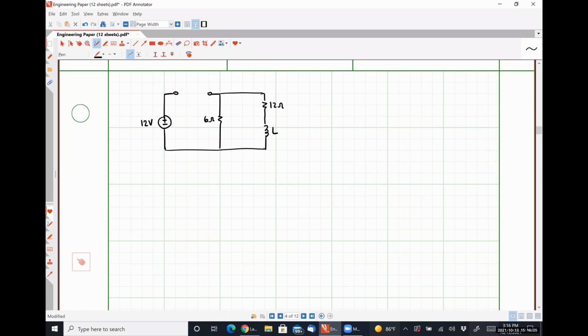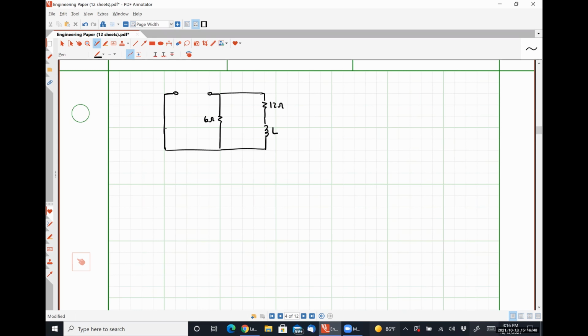So when we're finding the Thevenin equivalent resistance, what kind of network do we absolutely have to have? A dead network. How do we make this a dead network? Turn off the voltage source. So we're going to replace that 12-volt source with a short circuit. All right, step 1 is complete.